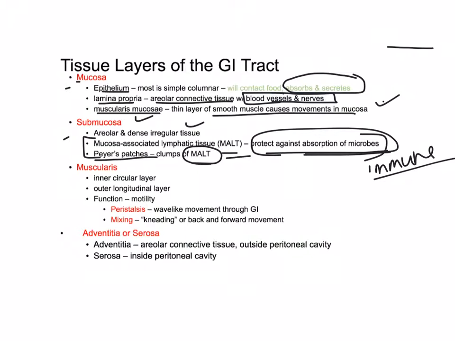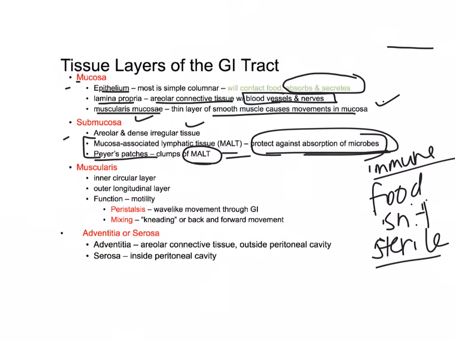If you think about it, your food isn't sterile. So you need some protection, because you don't want bacteria or other things that could be in the food to get into your GI tract.